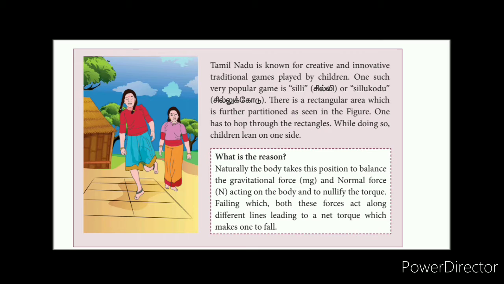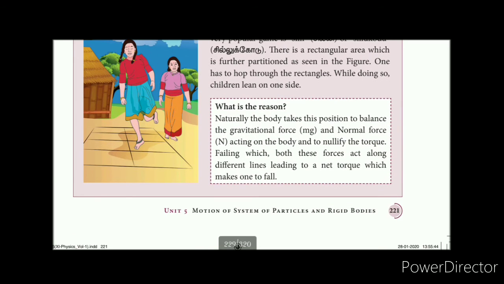So what is meant by that? What is the reason acting on that? Naturally, the body takes a position to balance the gravitational force mg and the normal force N acting on the body and nullify the torque. The gravitational force on our body is acting on the abdomen, so that is nullified by the torque. Failing which, both these forces will act on different lines.